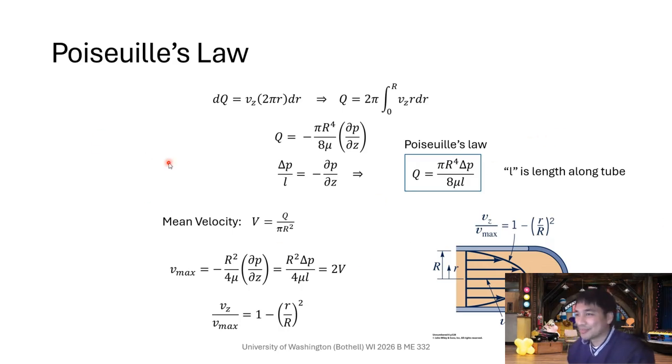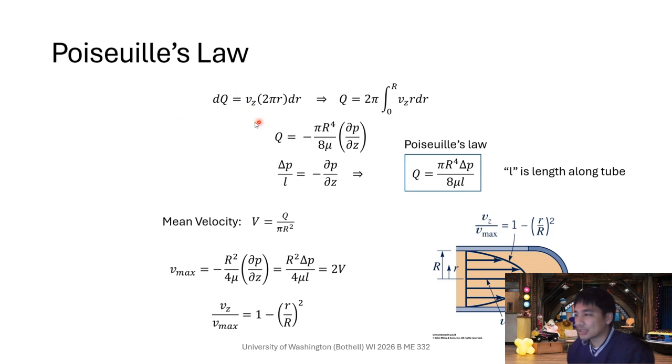Okay, so Poiseuille's law. This is the important part right here. I believe that you might have a homework problem on this, or you want to write this down. So Q, right, is your volumetric flow.